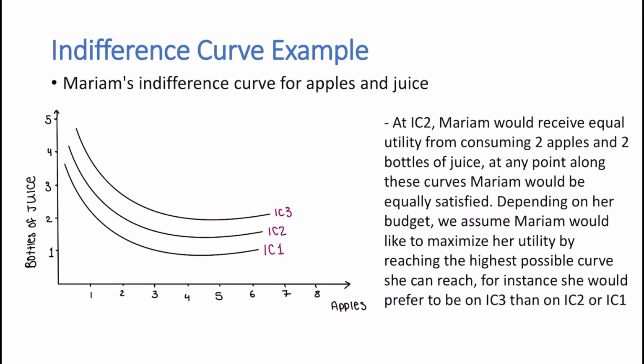Let's look at this through an example. This is Miriam's indifference curve for apples and juices. At the second indifference curve, Miriam would receive equal utility from consuming 2 apples and 2 bottles of juice. And at any point along any of these curves, Miriam would be equally satisfied. Depending on her budget, we assume Miriam would like to maximize her utility by reaching the highest possible curve she can reach. For instance, she would prefer to be on the third indifference curve rather than the second or the first.